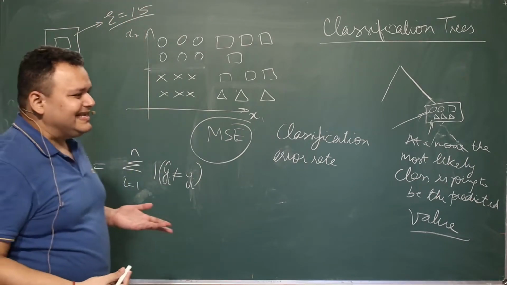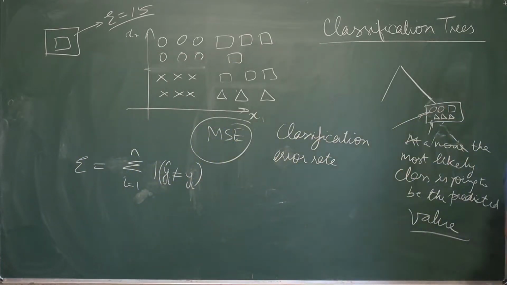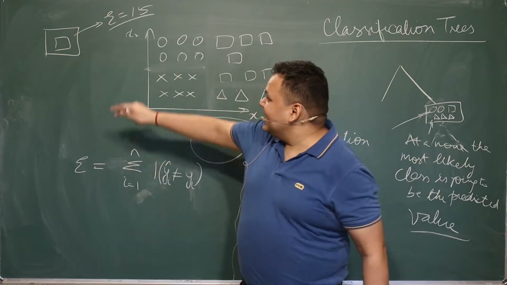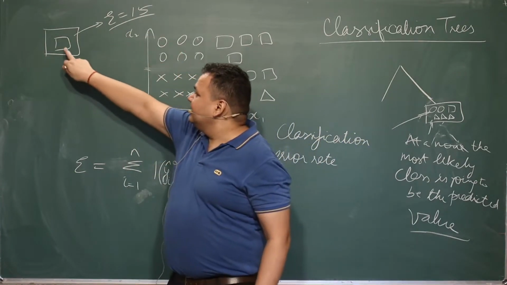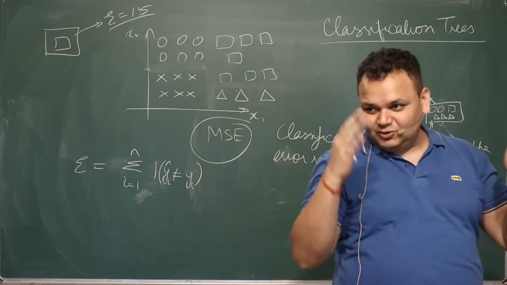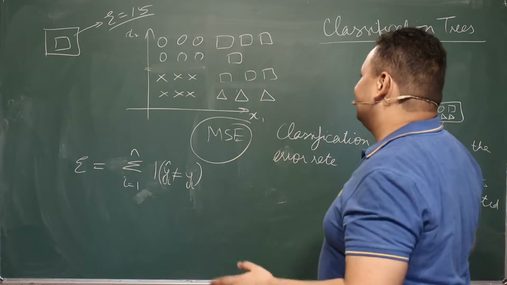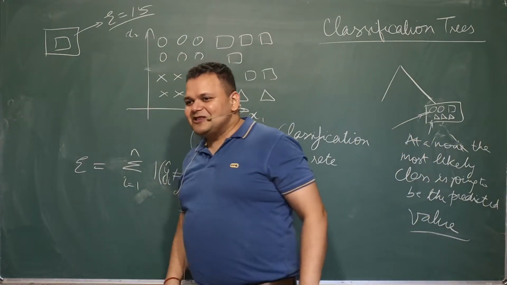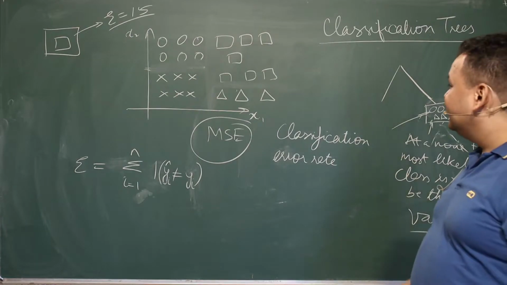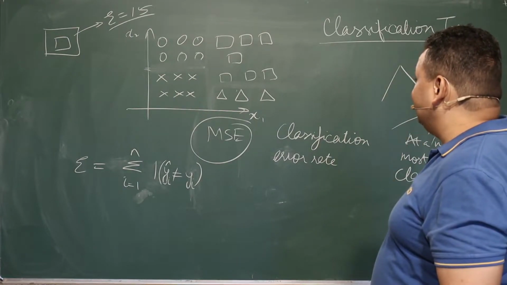So my question is, can I make a partition so that I can reduce my error? I started with error equal to 15 when I assumed that there was only one partition. Now I'm trying to see if I can create two partitions of this whole data set so that my error reduces. Can I do that? Is there some place which will help me do that, which will minimize my error?